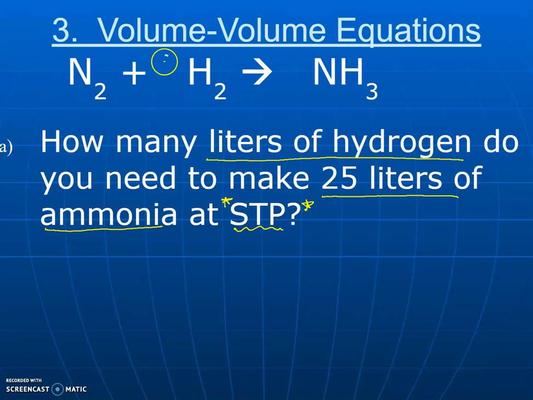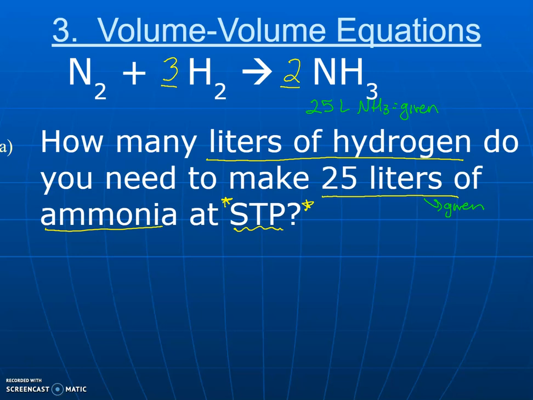Okay, all of the equations should be balanced. We're going to need 3 hydrogens for every 2 ammonias because we have N2 and 2 over here. And then if we go through our problem, it says that our 25 liters of our ammonia is going to be our given. So I have 25 liters of NH3 as our given.